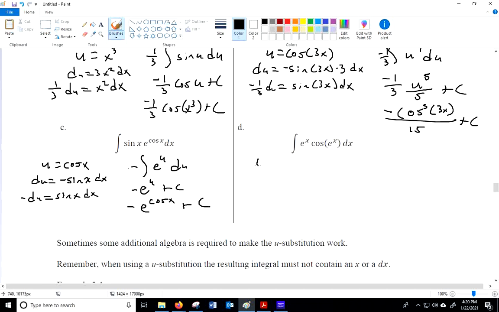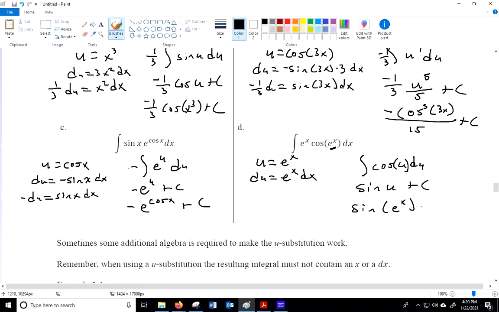All right, on this one, we should let u equal e to the x. Which one? I guess it doesn't matter, but that's the one. So du equals e to the x dx, making this the integral of cosine u, and then e to the x dx is my du. The integral of cosine is sine u plus c. So this is the sine of e to the x plus c.